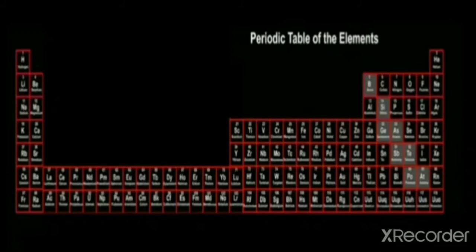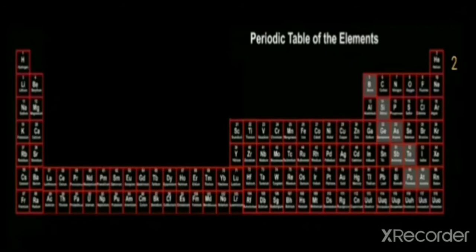In this periodic table, let us count the number of elements present in each period. So we'll be counting in the first period. In the first period, we can find only 2 elements. Therefore, the number of elements in the first period is 2.